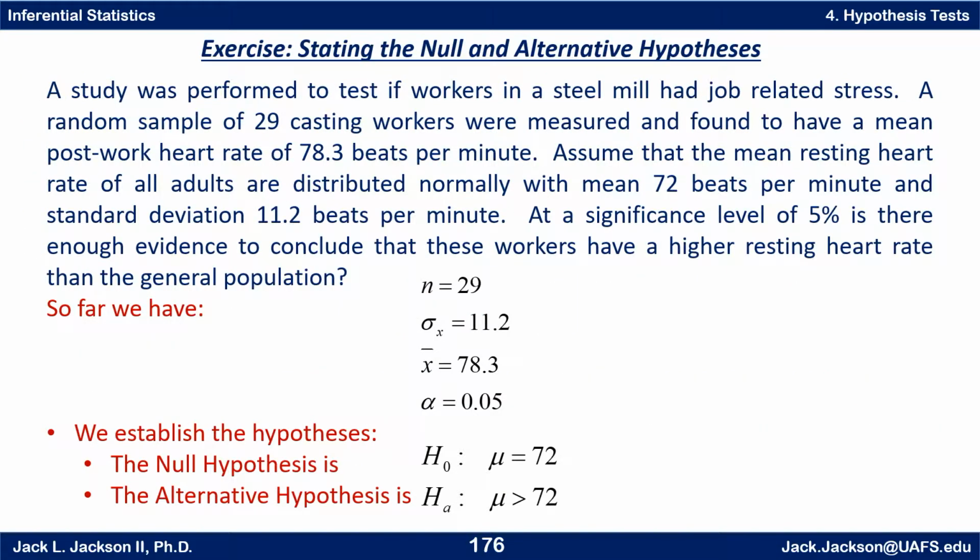Well, so far we have the sample size is n equals 29. The standard deviation of the x's, the individuals, is 11.2. X bar, which is the sample mean, is 78.3. And the alpha value we're using is 5%, which is 0.05. The null hypothesis, H naught, is that mu equals 72. And the alternative is that mu is greater than 72.